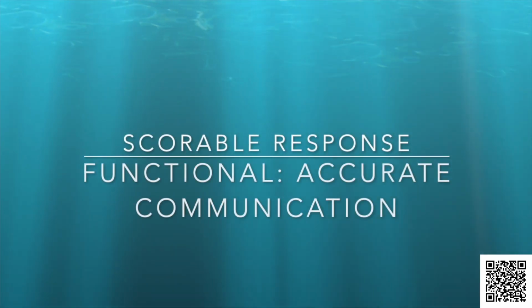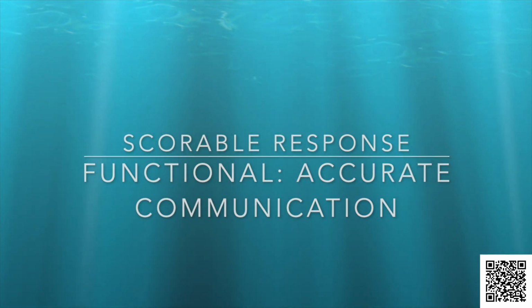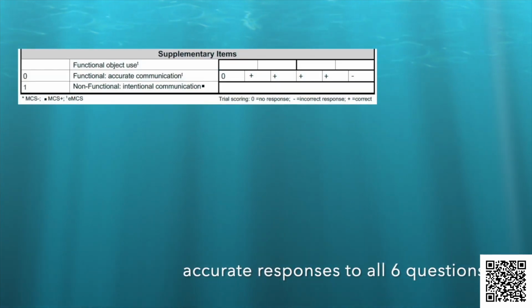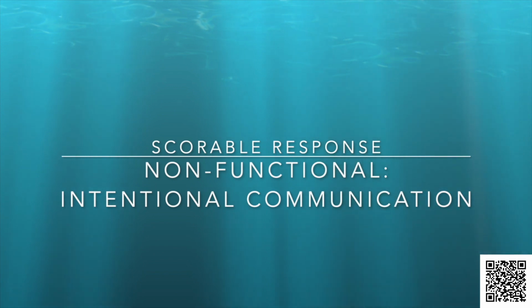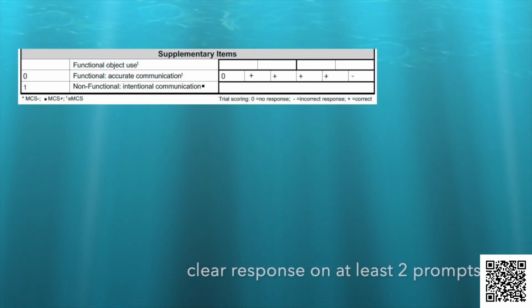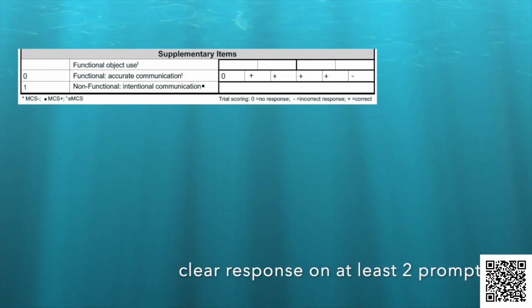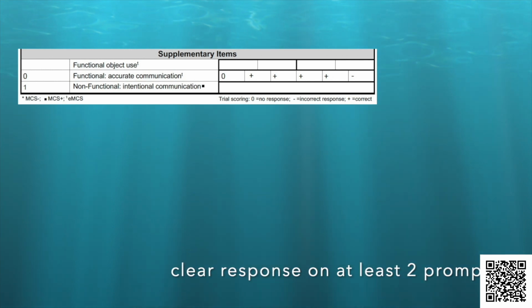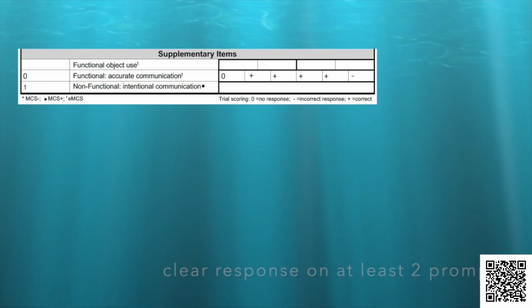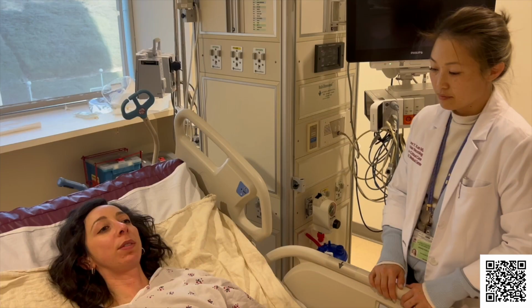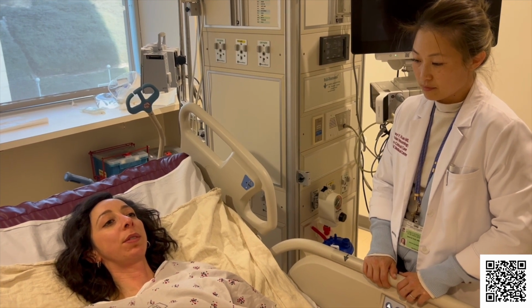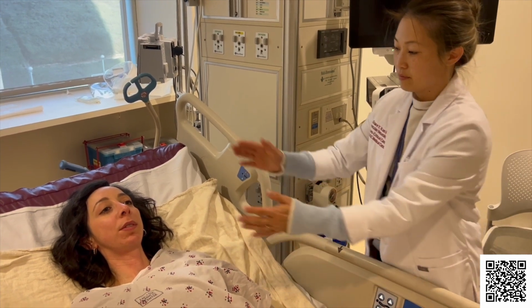A scorable response is when there are clearly discernible and accurate responses occurring within 10 seconds on all 6 of the visual or auditory situational orientation questions from this protocol. A scorable response for intentional communication is when there is a clearly discernible communicative response, such as head nodding or shaking or thumbs up, occurring within 10 seconds on at least 2 of the 6 situational orientation questions from the assessment protocol. The examiner must determine that this response occurs more frequently following verbal prompting than when non-specific auditory stimulation is administered, such as hand clapping.